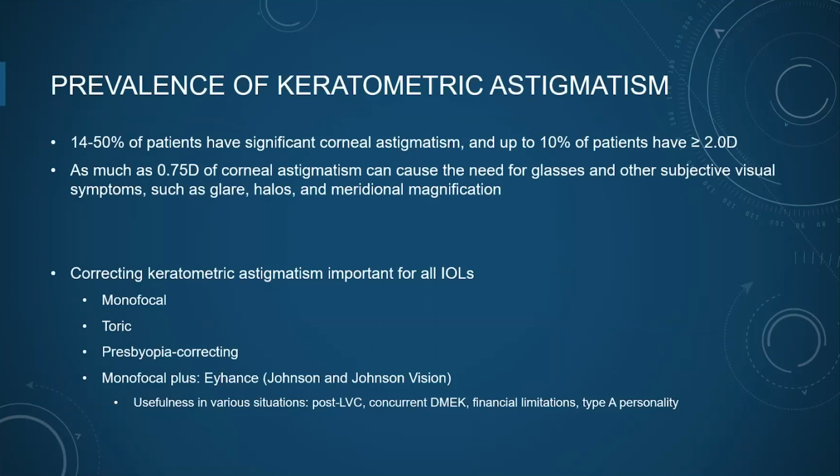So up to 50% of our patients can have significant corneal astigmatism, and about 10% of patients have more than 2 diopters. Multiple papers have shown that even up to 0.75 diopters of corneal astigmatism can cause the need for glasses and can make your patients unhappy by causing problems such as glare, halos, and meridional magnification. Correcting corneal astigmatism is important for all IOLs.